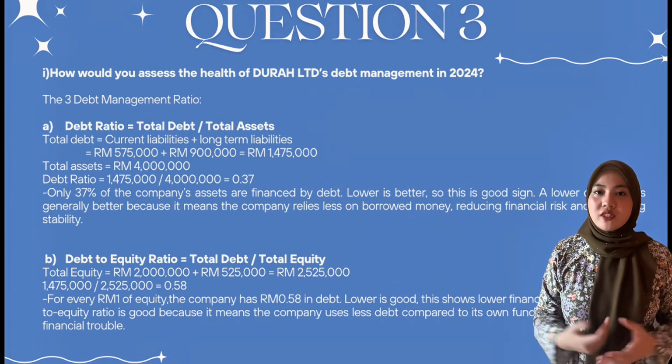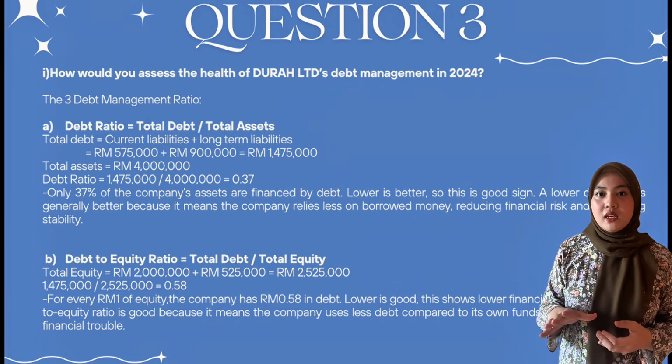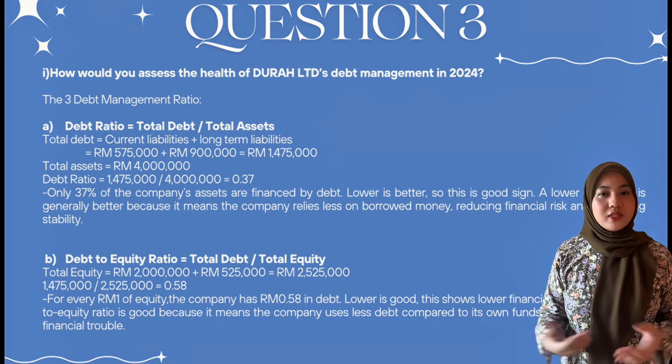Why? Because a lower debt ratio is generally better because it means the company relies less on borrowed money. So it will reduce the financial risk and increase stability.